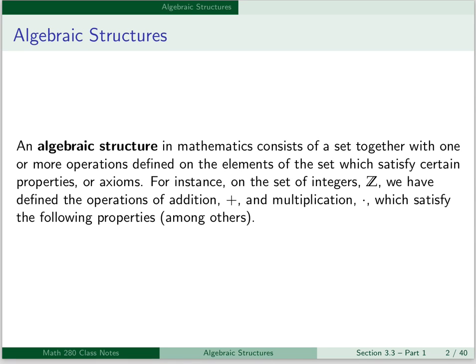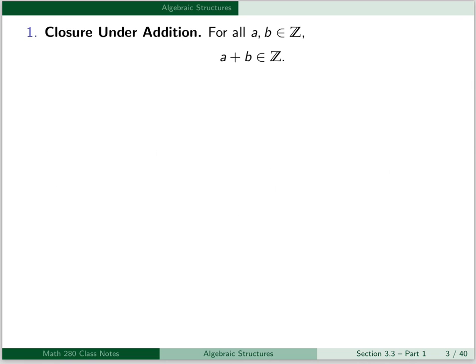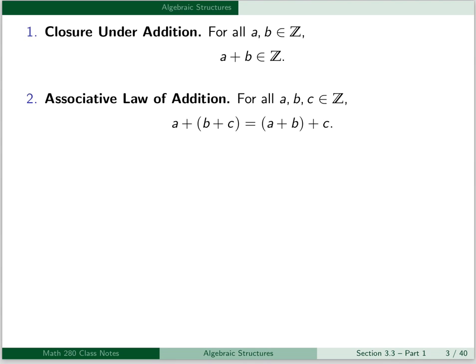For instance, on the set of integers, Z, we have defined the operations of addition and multiplication which satisfy the following properties, among others. The first is closure under addition, which states for all a, b in Z, a plus b is in Z. So the sum of any two integers is also an integer.